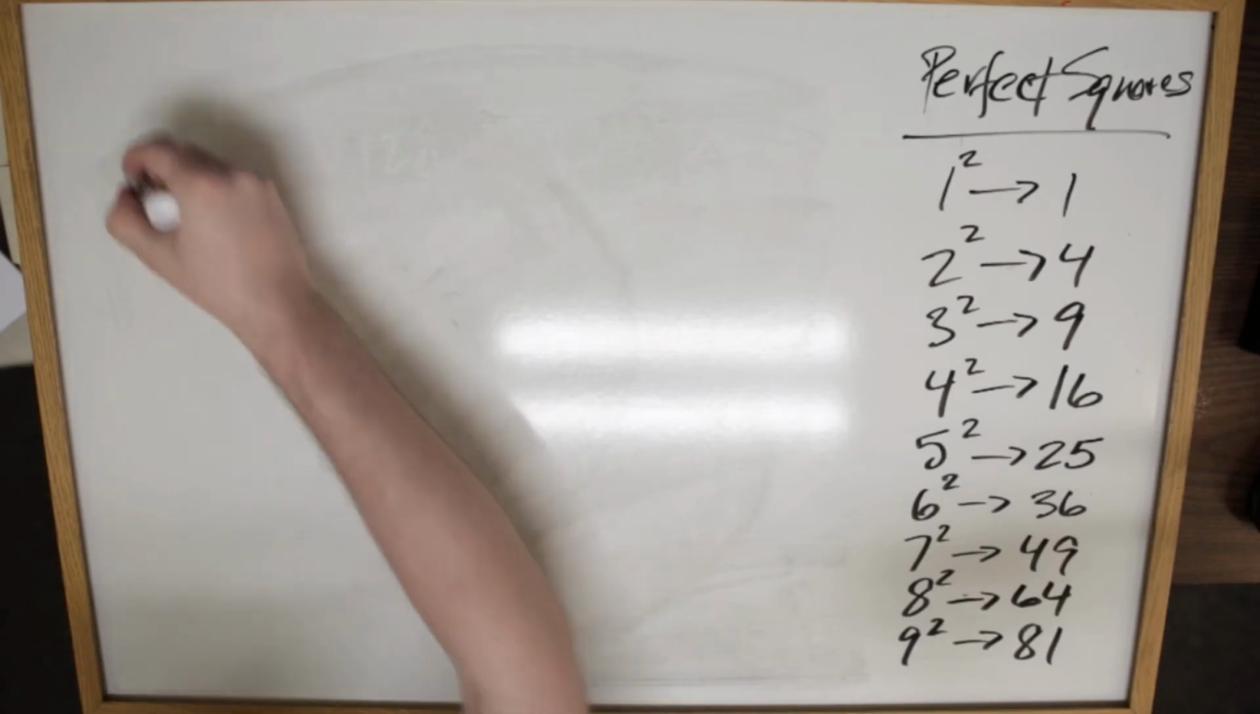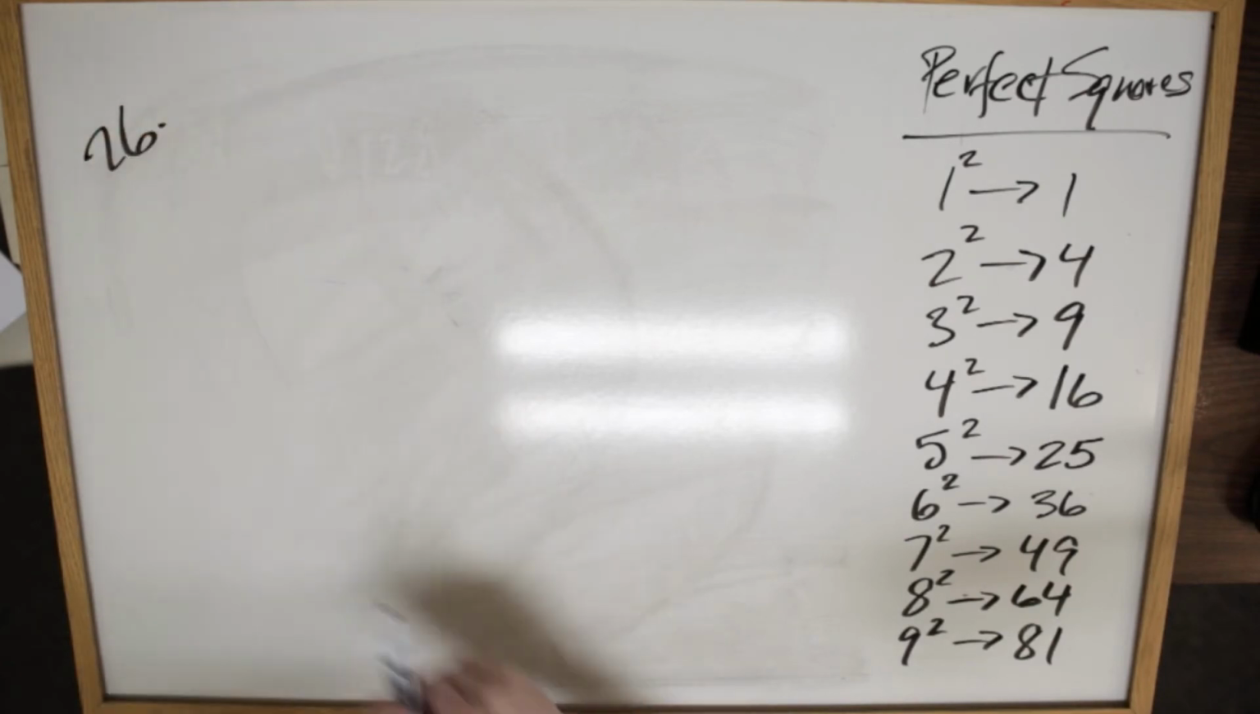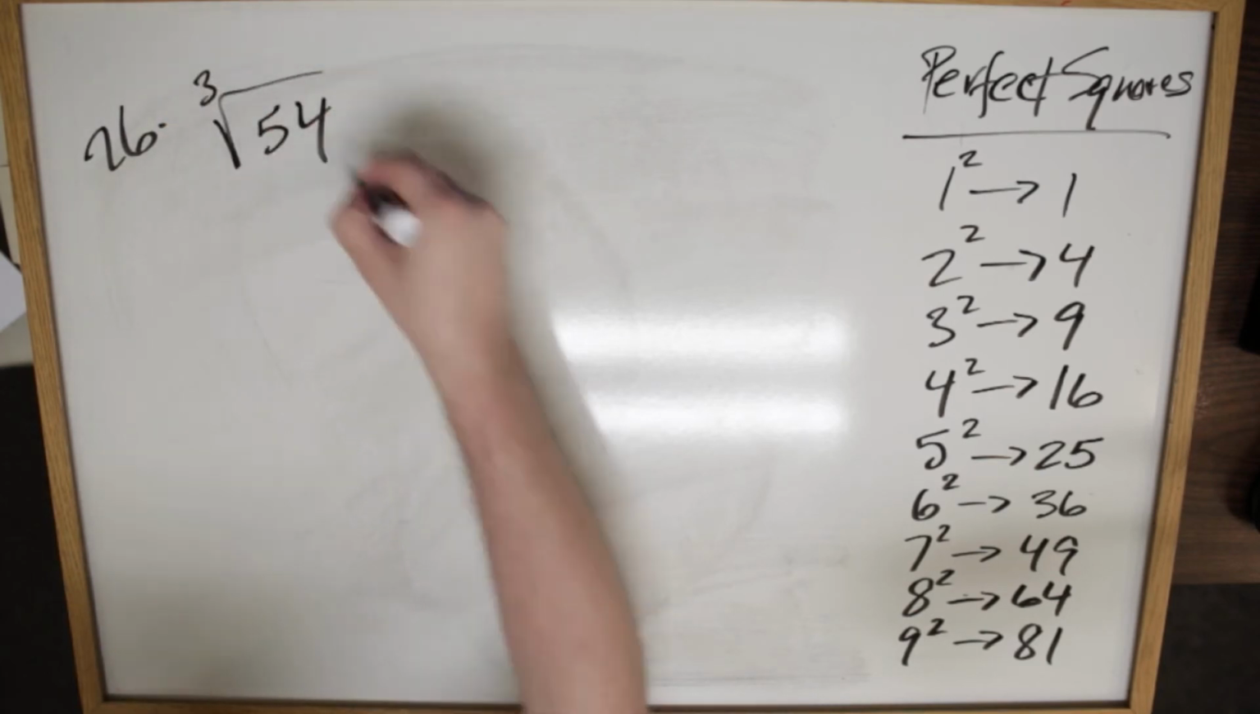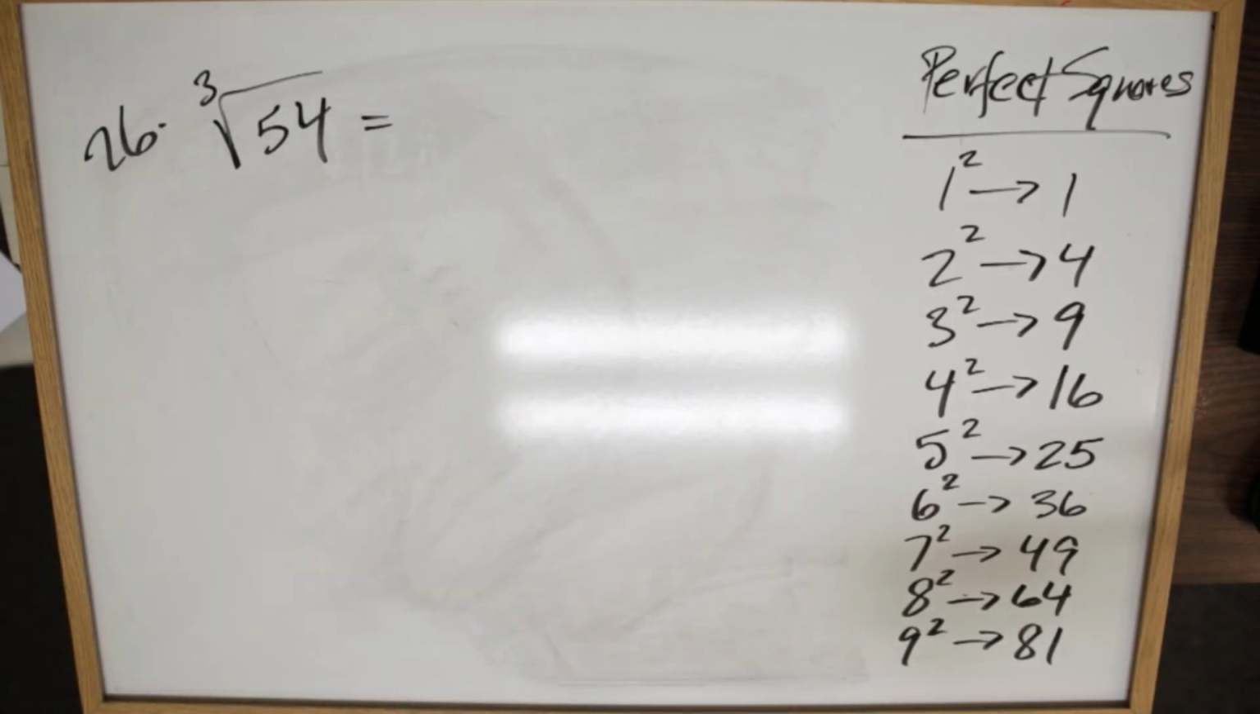26. Now what we're going to do is we're going to look at cubes. So, party time. 54. Cube root of 54. All right, so now instead of looking at perfect squares, we're looking at perfect cubes.